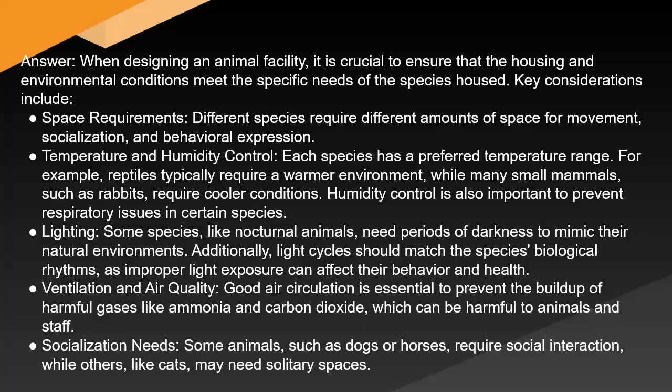Humidity control is also important to prevent respiratory issues in certain species. Lighting. Some species, like nocturnal animals, need periods of darkness to mimic their natural environments. Additionally, light cycles should match the species' biological rhythms, as improper light exposure can affect their behavior and health. Ventilation and air quality. Good air circulation is essential to prevent the buildup of harmful gases like ammonia and carbon dioxide, which can be harmful to animals and staff. Socialization needs. Some animals, such as dogs or horses, require social interaction, while others, like cats, may need solitary spaces.